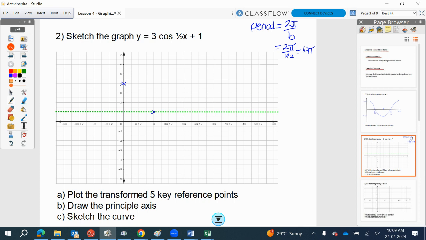We're then going to reach our minimum. We normally reach our minimum at pi. We're going to reach it at 2 pi. So the minimum is going to be 3 down from this. 1, 2, 3. So it's going to be there. It's going to be here. We're going to rejoin the principal axis at 3 pi, and we're going to come up to our maximum at 4 pi.